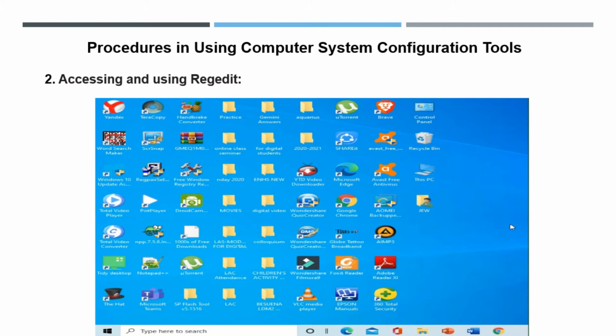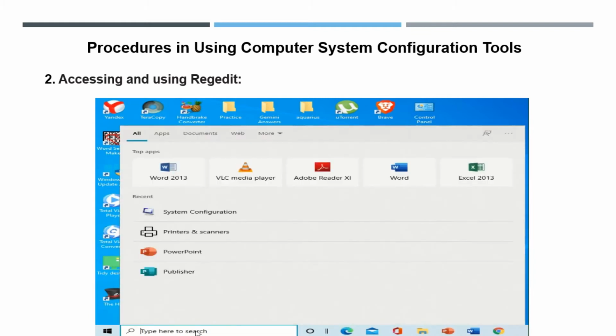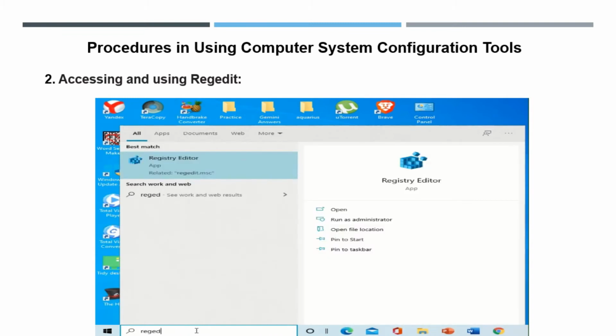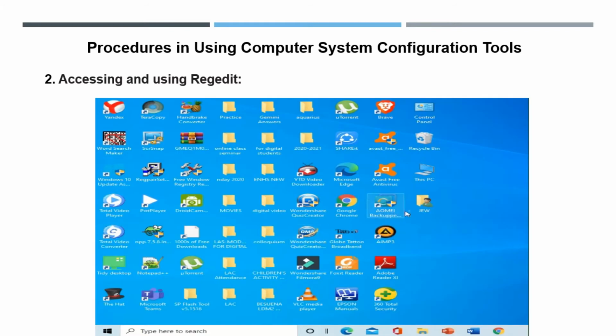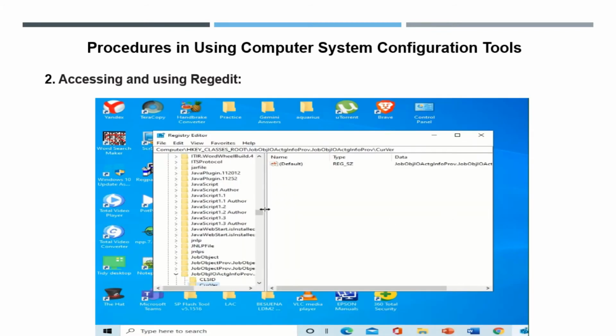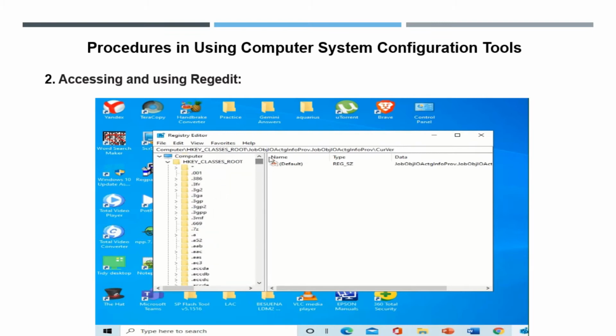How about the Windows registry? How do we use and access it? So again, same here on the search bar. You just need to type regedit. And then click here, or just click enter on your keyboard. This one will pop up. You just click yes. And here you go. You have your registry editor.